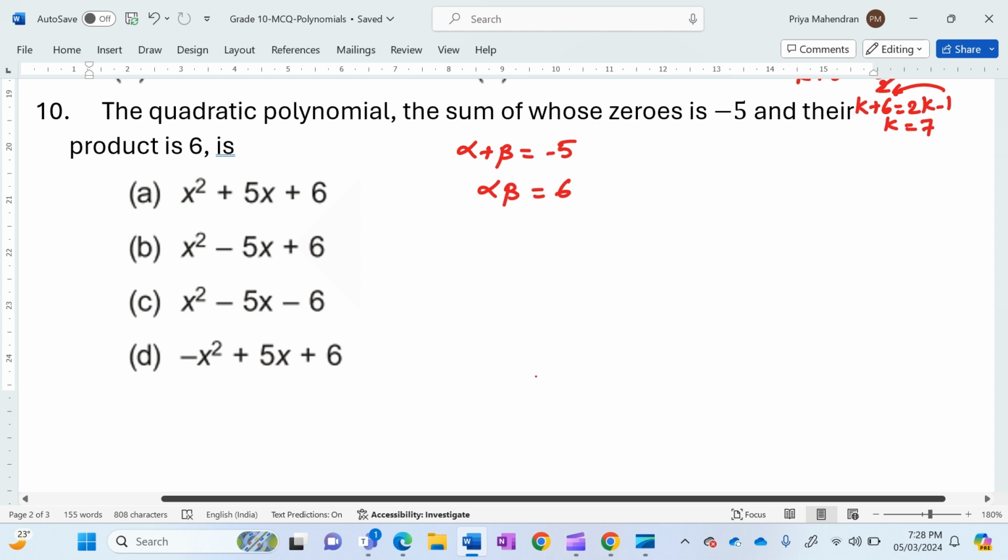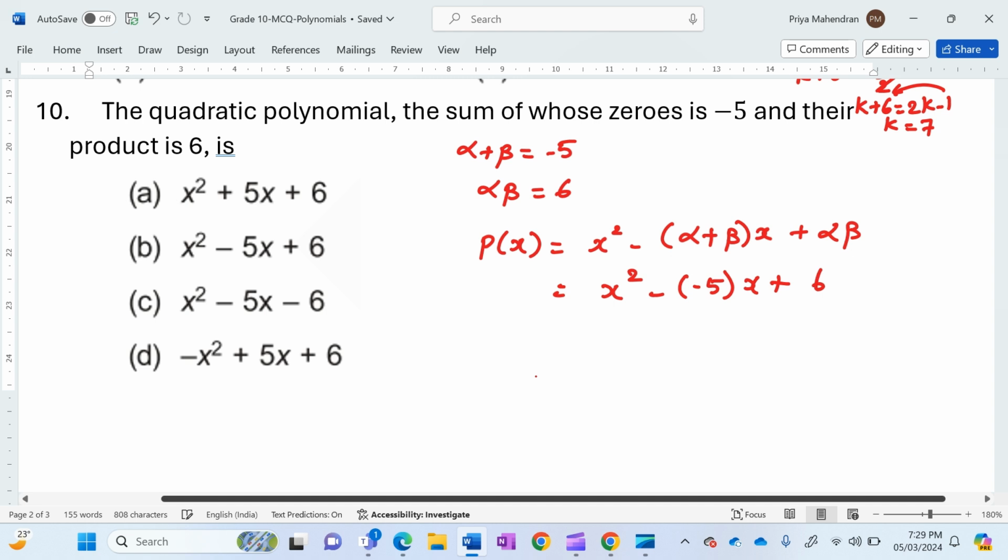So the quadratic polynomial is going to be p of x is k times, right? And it can be 1 as well. So x square minus sum of the roots into x, that is alpha plus beta times x plus alpha beta. So I'm substituting, alpha plus beta is minus 5 and alpha beta is 6. Okay, so it is x square minus into minus plus 5x. So this is what they are checking, whether you are able to give the right sign here. So plus 5x plus 6. So which is option A.